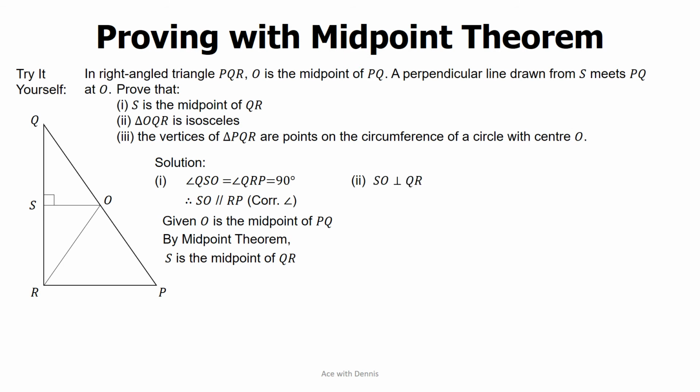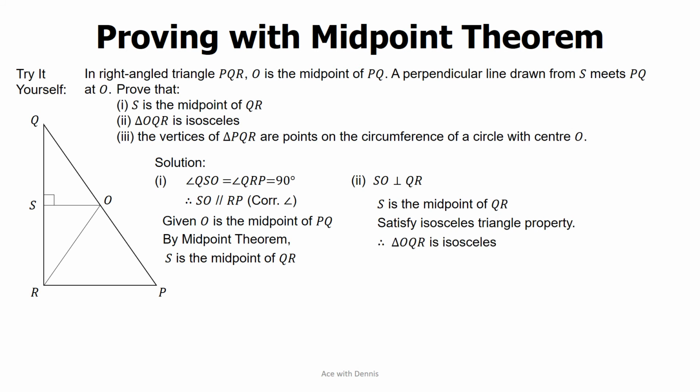2. SO is perpendicular to QR and S is the midpoint of QR, which satisfy the isosceles triangle property. Therefore, triangle OQR is isosceles. 3.